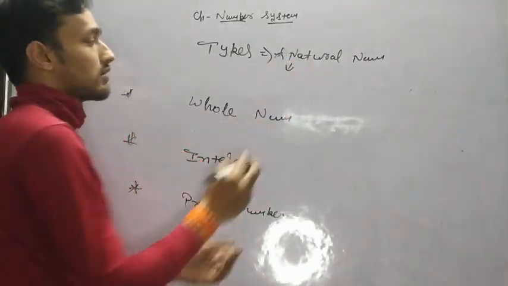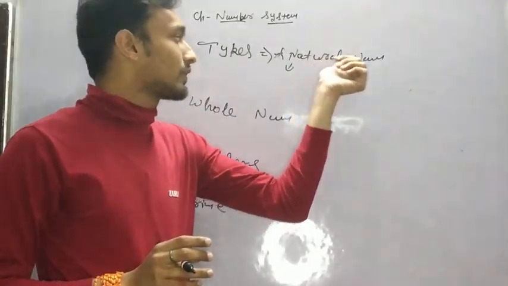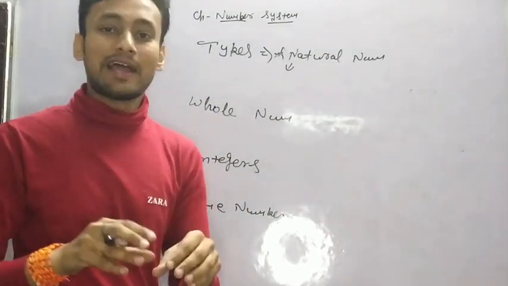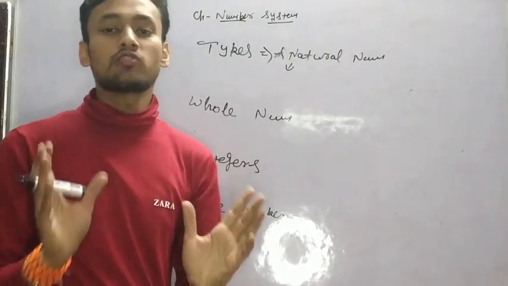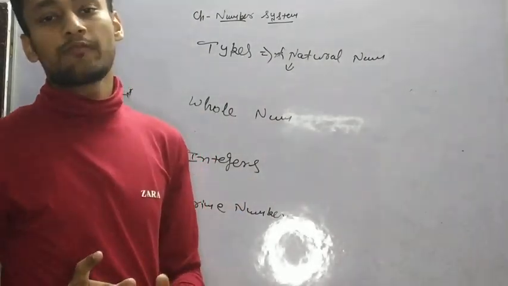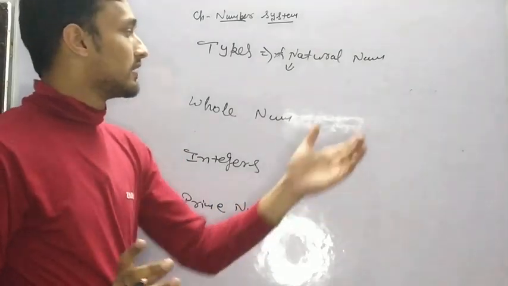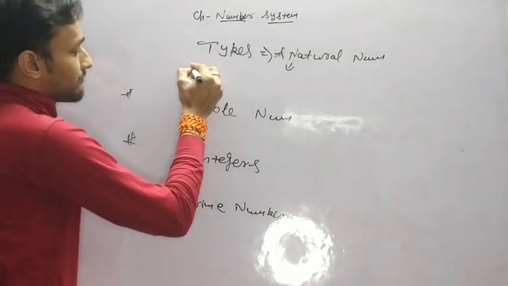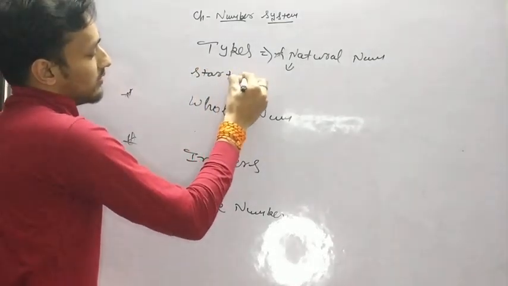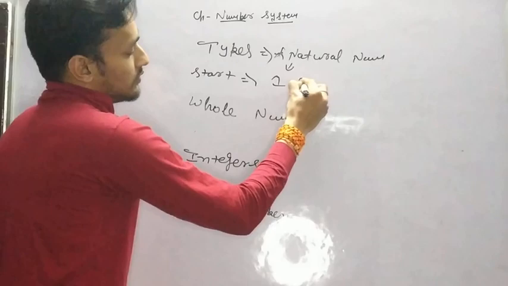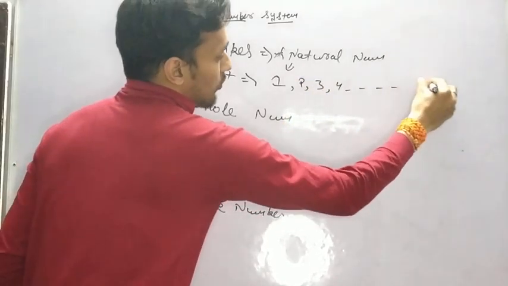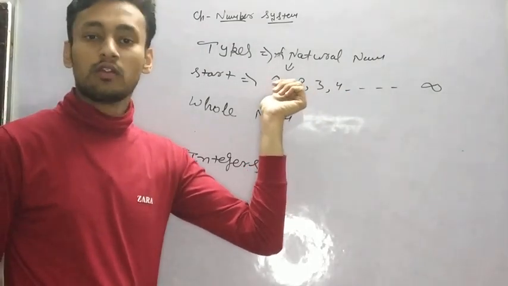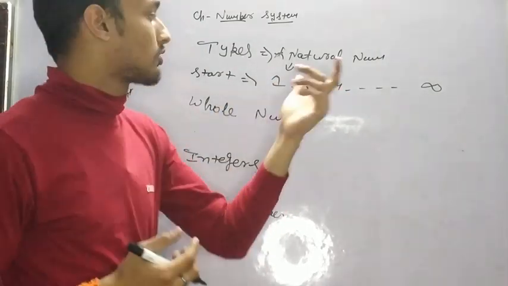Let us start with natural numbers. Natural numbers, as you can see, are natural. What is the meaning of natural? Natural means the things that always exist in their actual position. They never change their position, or they never change anything. According to this definition, natural numbers are the numbers that start from 1, 2, 3, 4, and so on up to infinity. So dears, the numbers which start from 1 and are positive are called natural numbers.